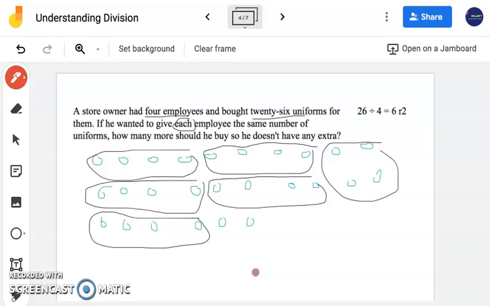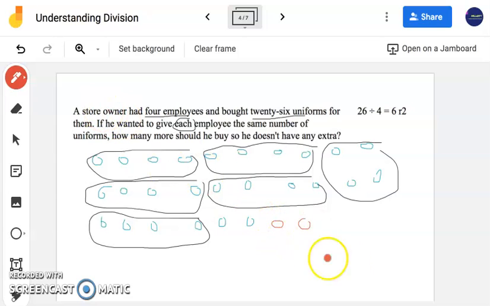And he doesn't want to have any extra left over. So in order for each of those 4 employees to get an equal amount of uniforms, we're going to have him buy 2 extra uniforms, because now I can make another group of 4, which is now going to give each employee 7 uniforms, not 6 uniforms, 7 uniforms.